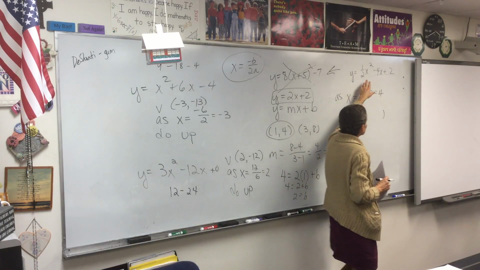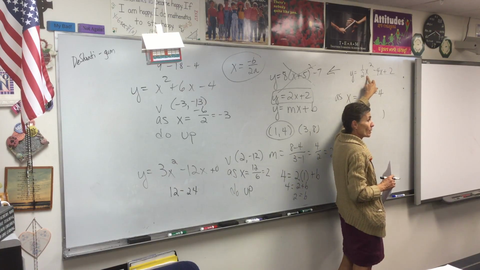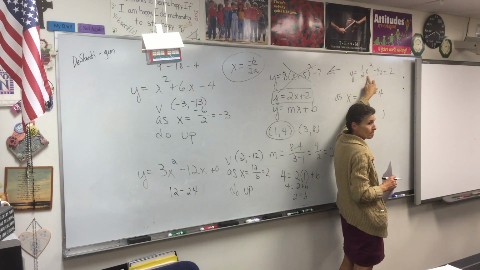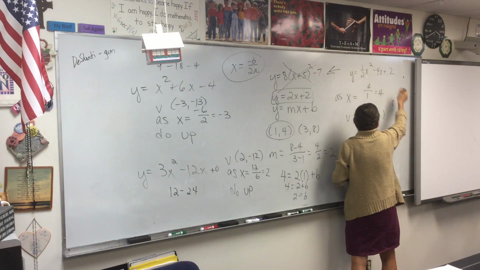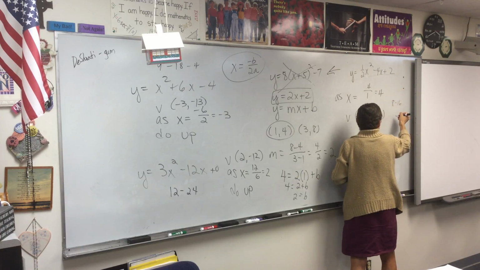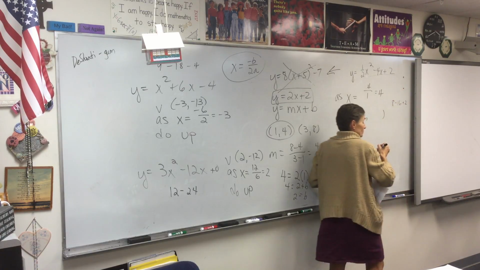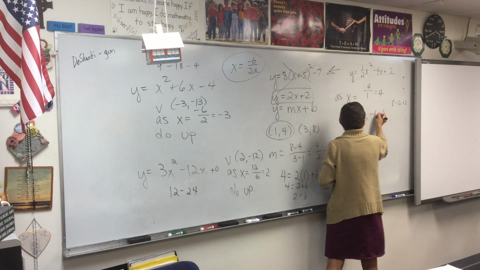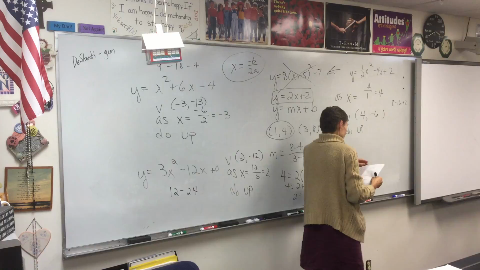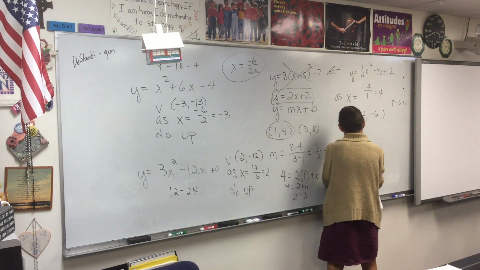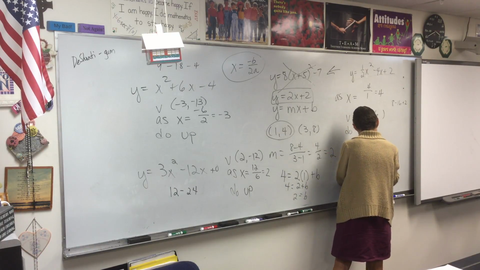Okay, here we go. What's 4 squared? We're going to do the squaring first. What's 4 squared? 16. Times a half. 8. Start with 8. Minus 4 times 4 is going to be minus 16. Plus 2? Negative 6. Which way do we open? Up. Perfect. One more of those.